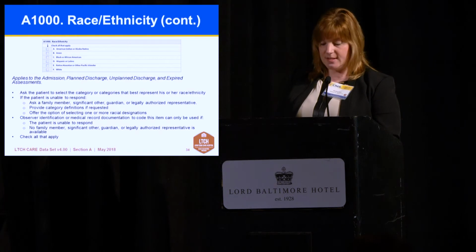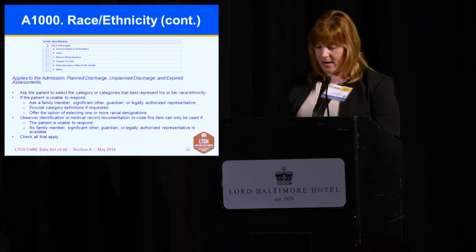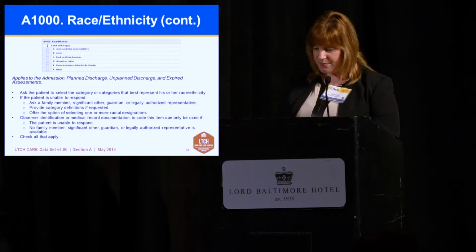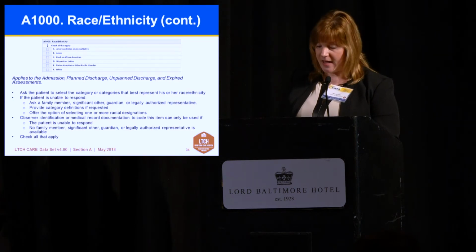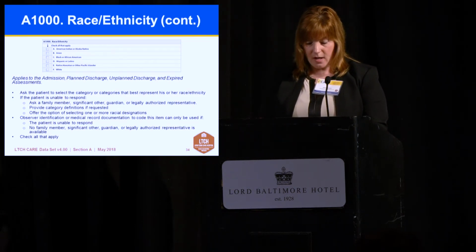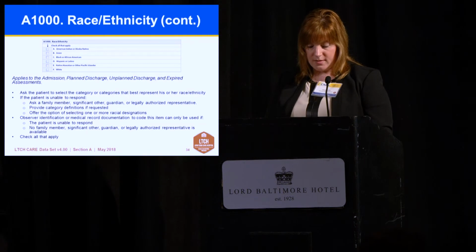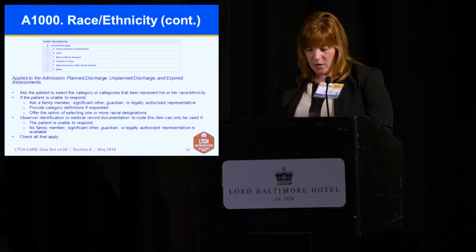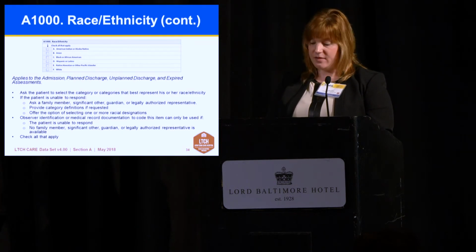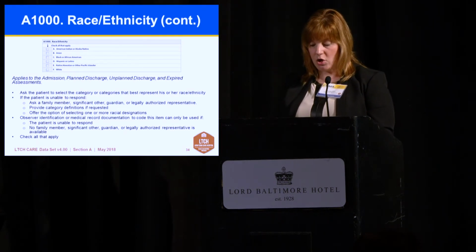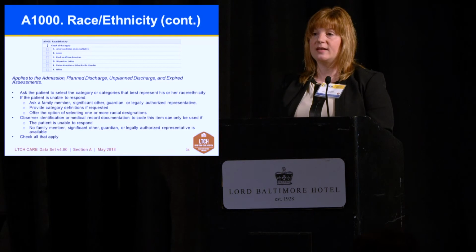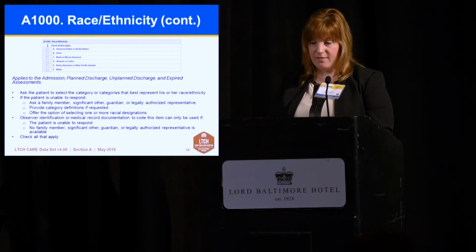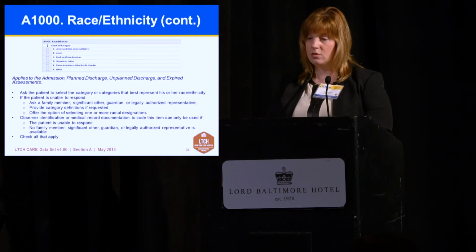Ask the patient to select the category or categories that most closely correspond to his or her race and ethnicity from the list in item A1000. If the patient is unable to respond, ask a family member, significant other, guardian, or legal authorized representative to give you the information to fill out the section.